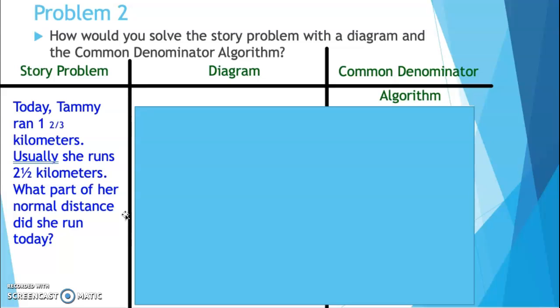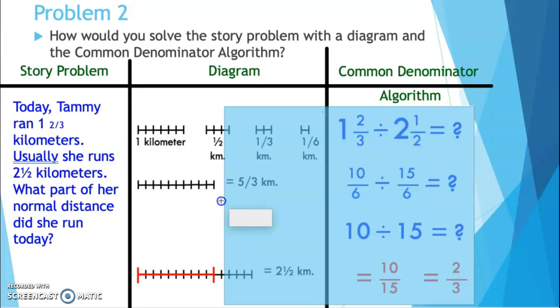Read it again if you need to. Do your diagram and your common denominator algorithm. Hit pause. And then when you're ready, hit play and come on back and see what it looks like.